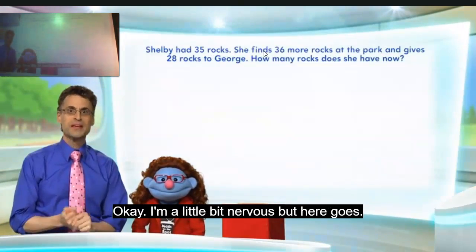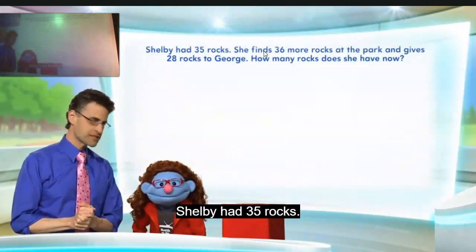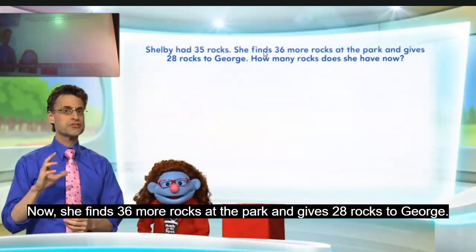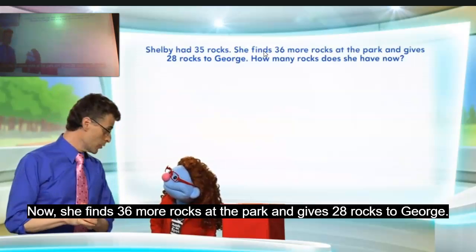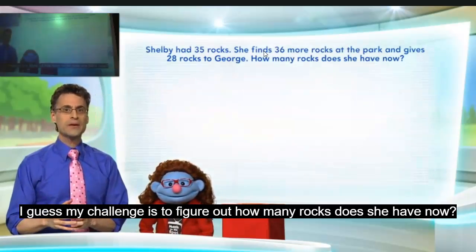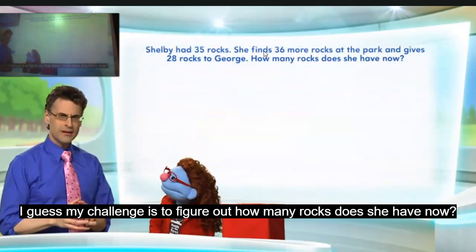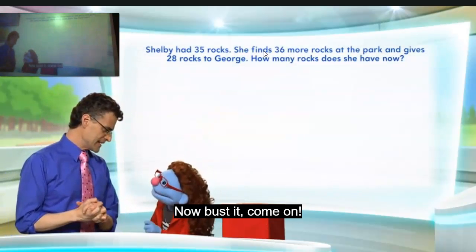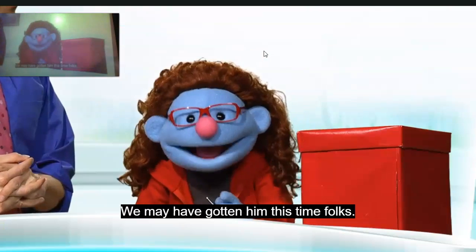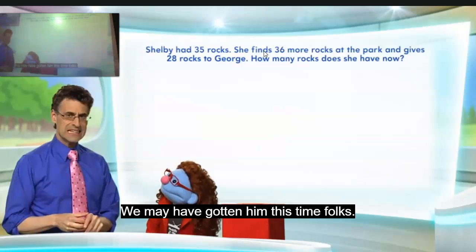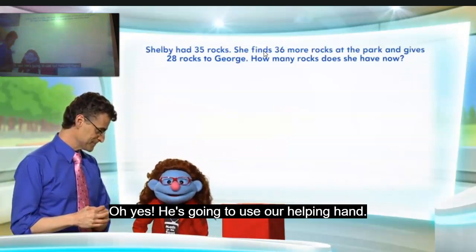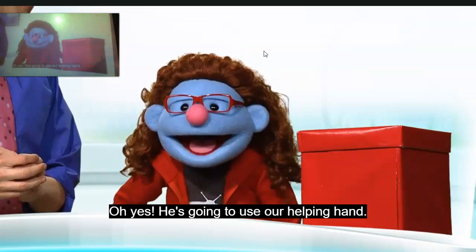Nervous, but here goes. Shelby had 35 rocks. Now, she finds 36 more rocks at the park and gives 28 rocks to George. Okay. I guess my challenge is to figure out how many rocks does she have now. Boy, I gotta tell you, that's... Now bust it, come on. Yeah, but that sounds kind of hard to me, actually. We may have gotten him this time, folks. Can I use one of my lines? Oh, yes. He's going to use a helping hand.